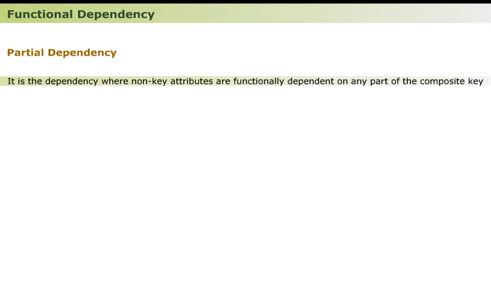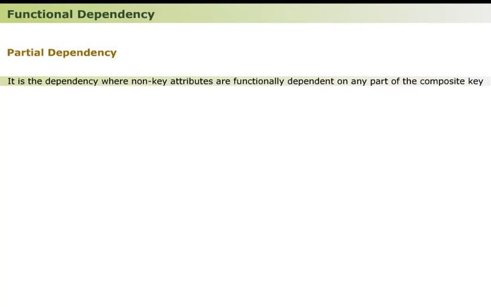Dear learners, now it is time to discuss various types of functional dependency. These are partial dependency, full dependency, transitive dependency. In addition, there are other types also, which are beyond the scope of current discussion. Therefore, only stated dependencies are discussed here. Partial dependency. It is the dependency where non-key attributes are functionally dependent on any part of the composite key.